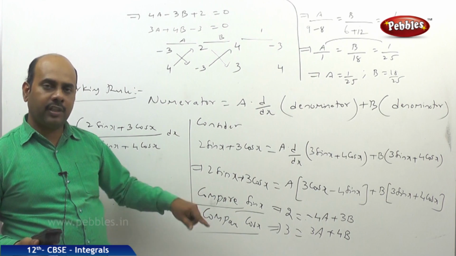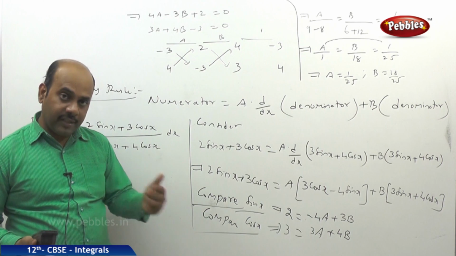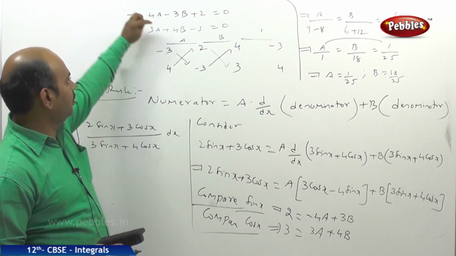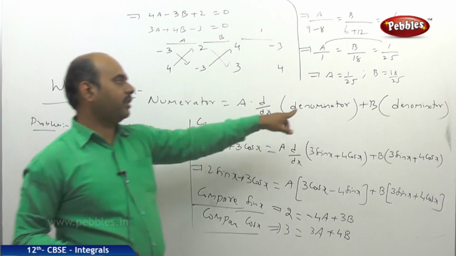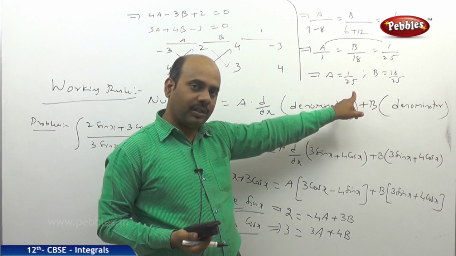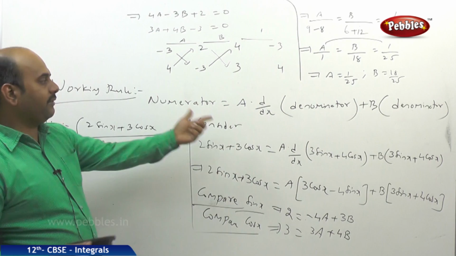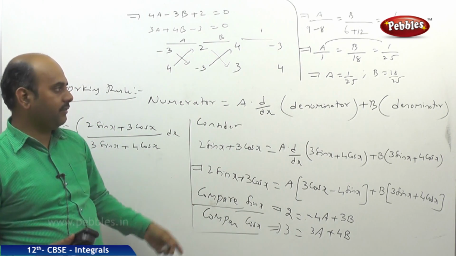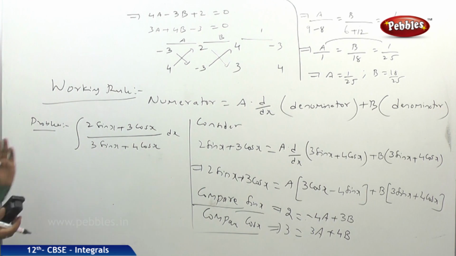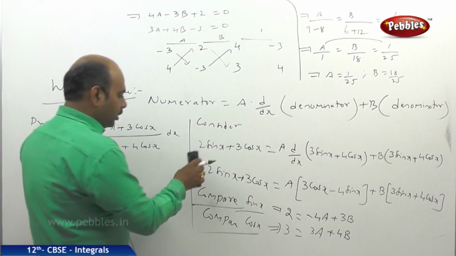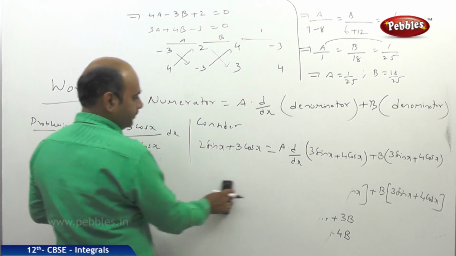For finding the values of a and b, I compared sin x and cos x on both the sides. By comparing sin x and cos x I got two equations, and after applying the rule of cross multiplication I got the value of a as 1 by 25, b as 18 by 25. So wherever I find a, I need to substitute 1 by 25. Wherever I find b, I need to substitute 18 by 25. I think you copied up here, so I am erasing. Here only I will be substituting.